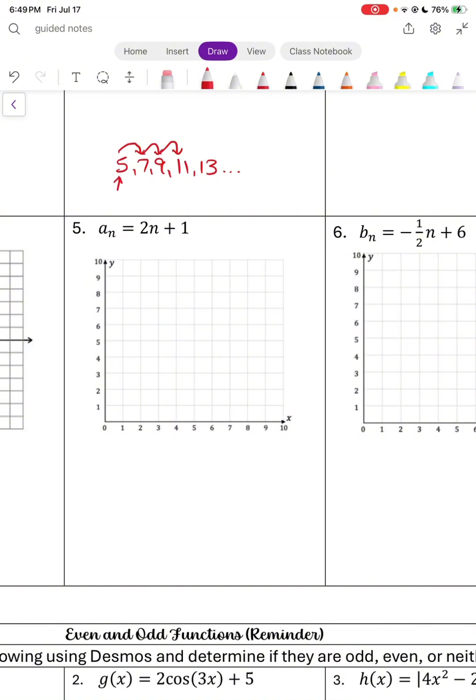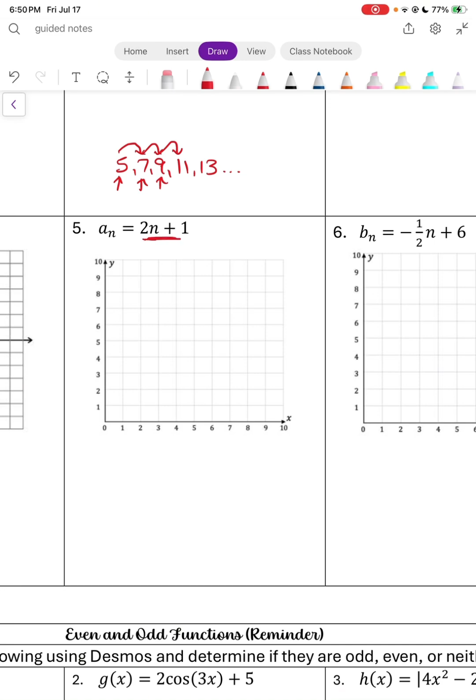This is your first term, second term, third term. So another reminder is as you're plugging in values to get this graph, you're plugging in 1, 2, 3. That's your domain. You're not going to plug in 1.5. You're not going to plug in 0. Now, I'm just going to show you first off, plugging in those values, even though this is linear.